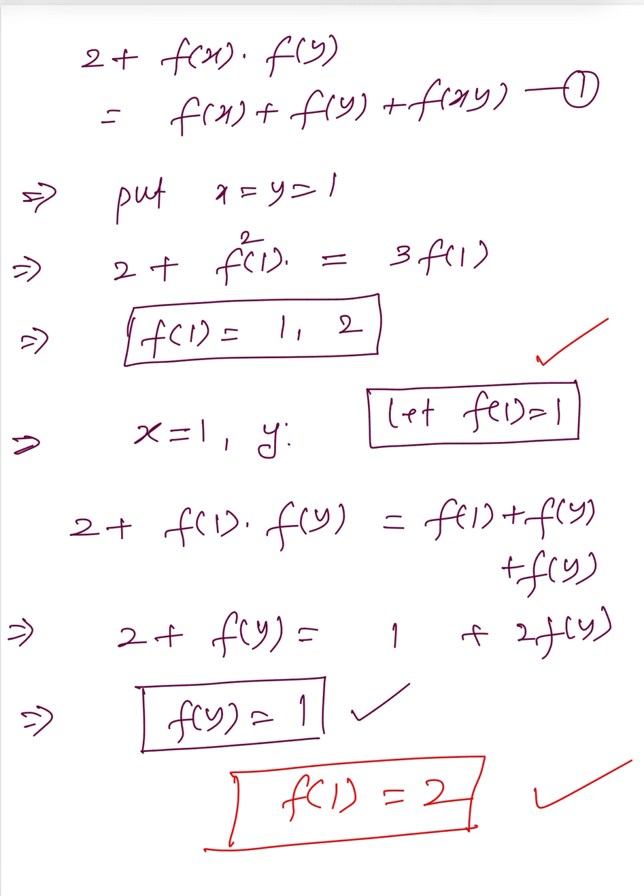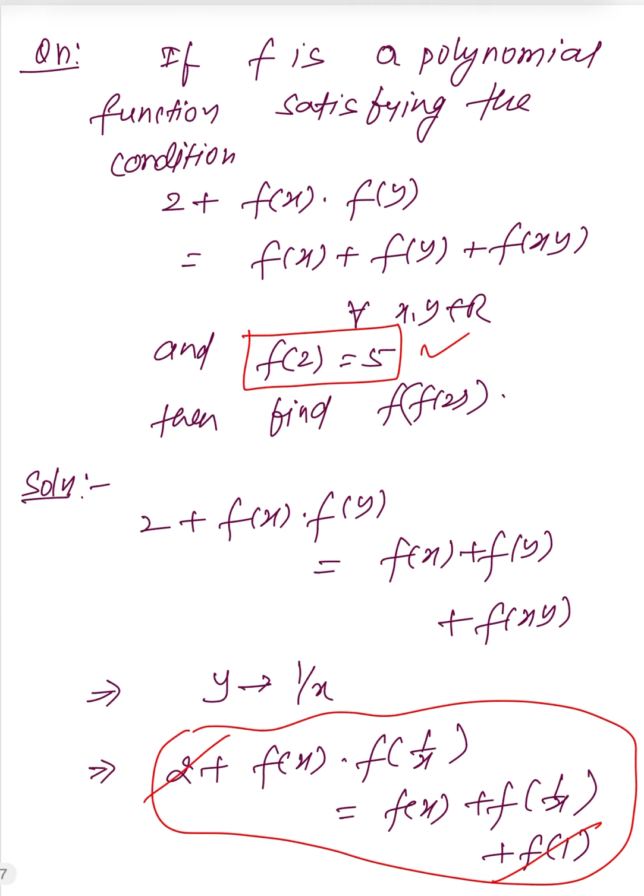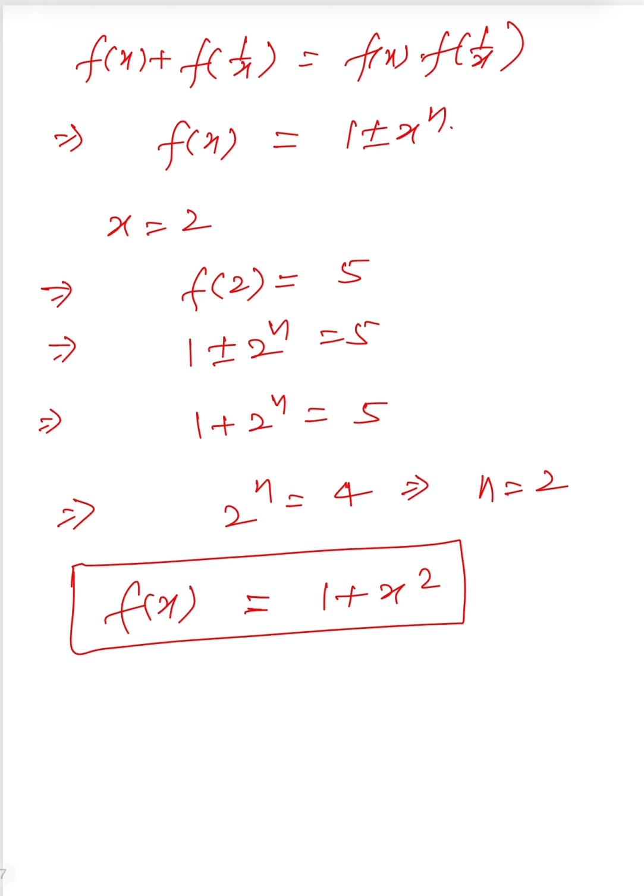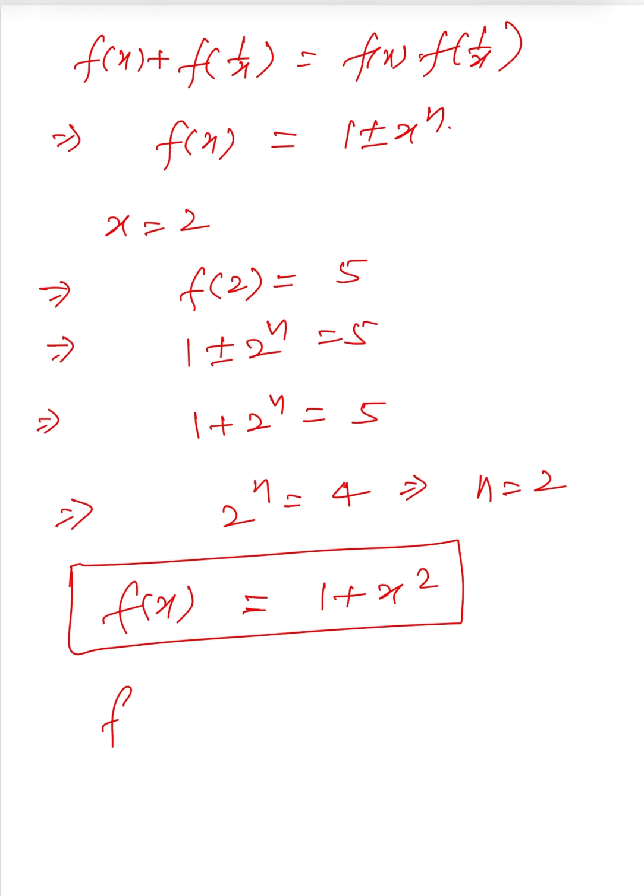Now you have to find f of f of 2. So as we know, f of 2 is already 5, so we need to find f of 5, which is 26. This is our final answer.